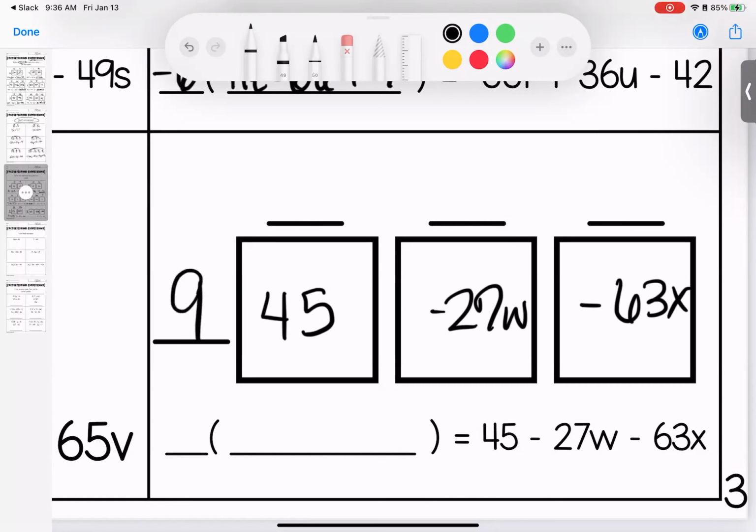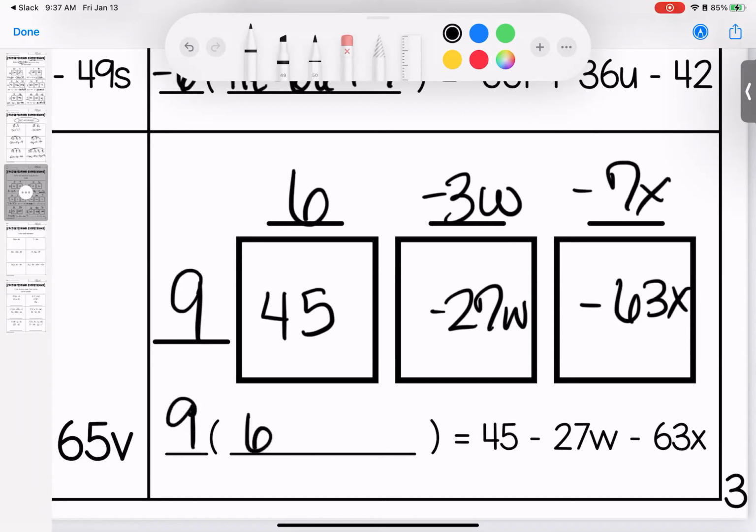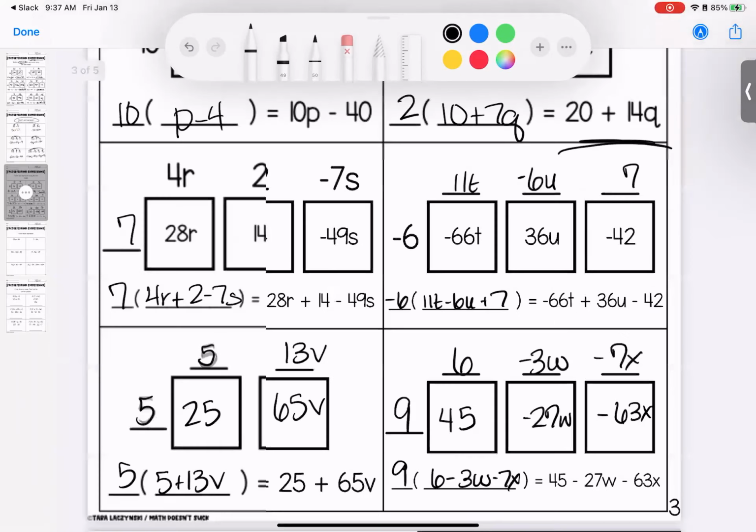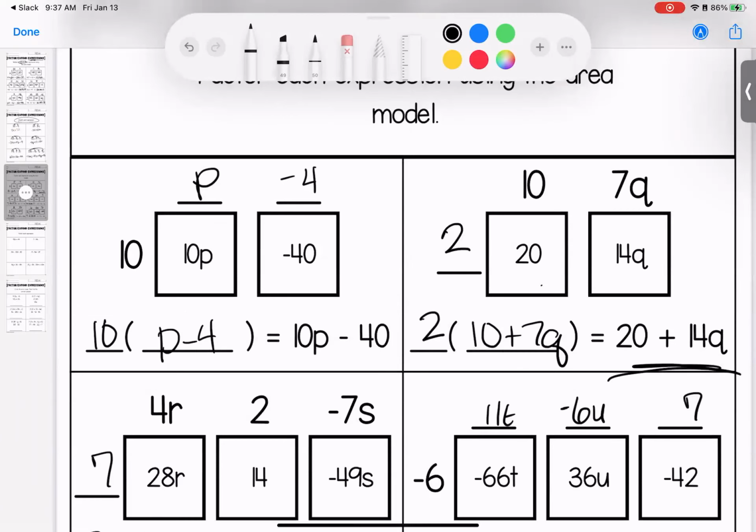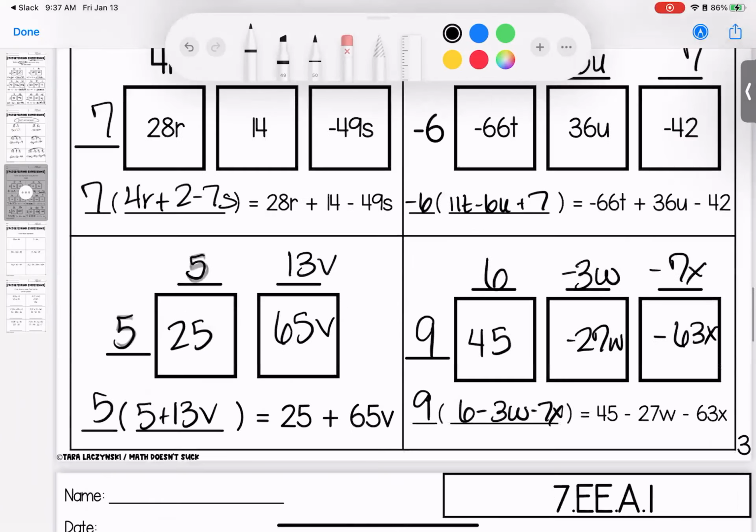And I'm going to keep it positive and try it out. 9 times 6 is 45. 9 times 3 is 27. In order for my answer to be negative, that 3 needs to be negative. And then 9 times 7 gives me 63. Again, needs to be negative. This is going to work out. So pull out your 9, 6, 3W, and 7X. This one was tricky, but I'm trying to stretch you guys a little bit more lately. Any questions? Bring them to class.